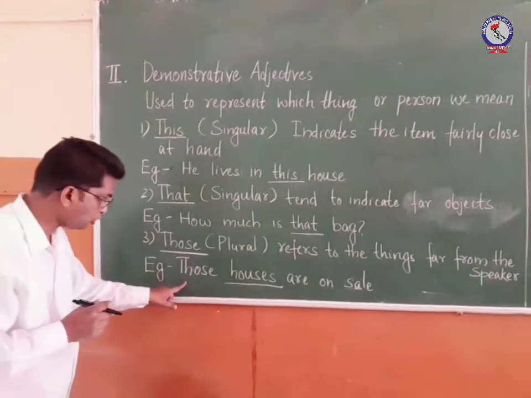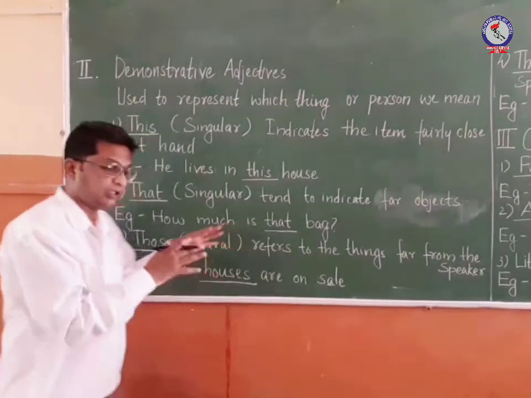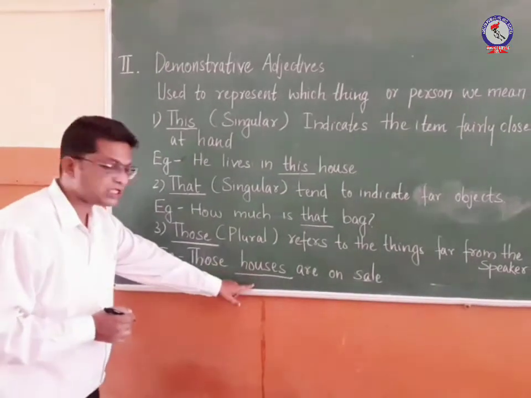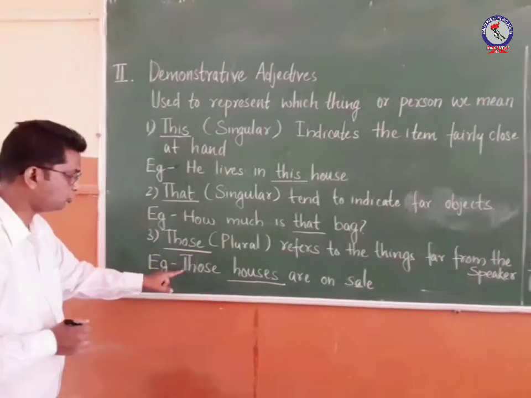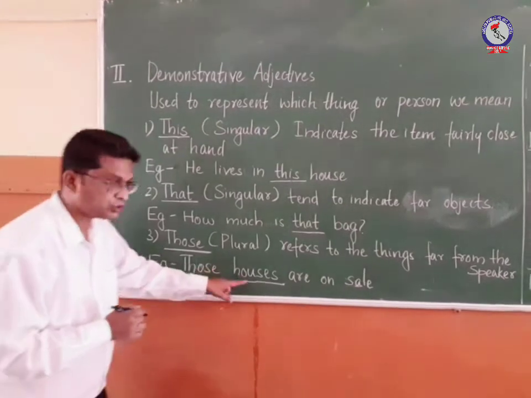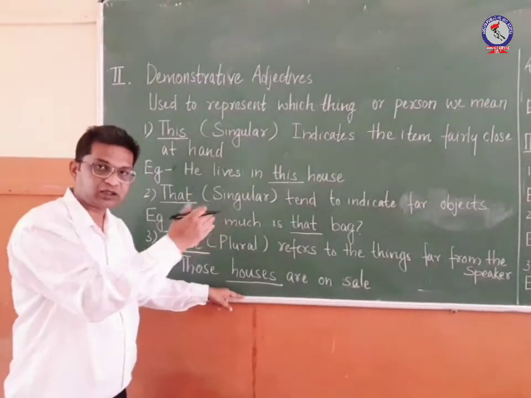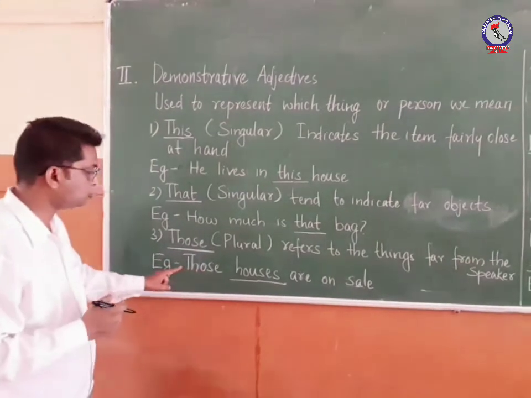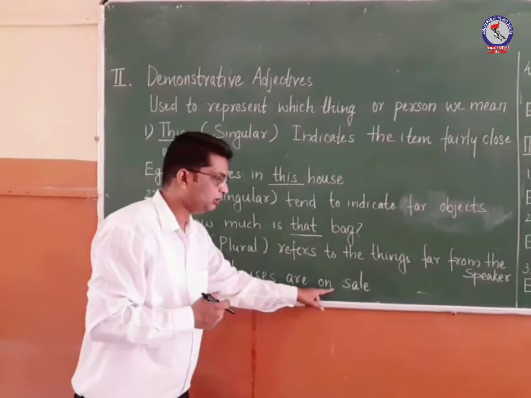Example, those houses are on sale. Here houses are plural, therefore we will use those. Now houses are at distance, it is far away from the speaker, therefore we will use those. Those houses are on sale.